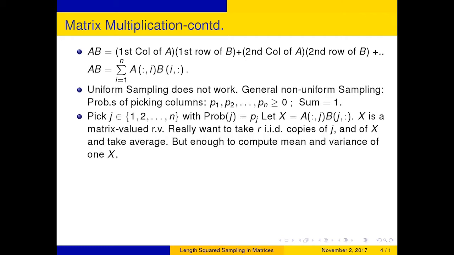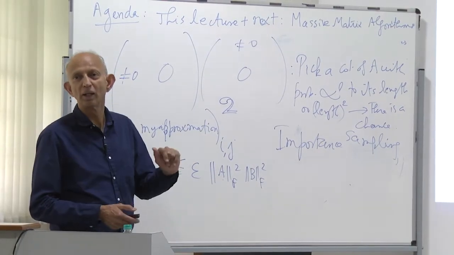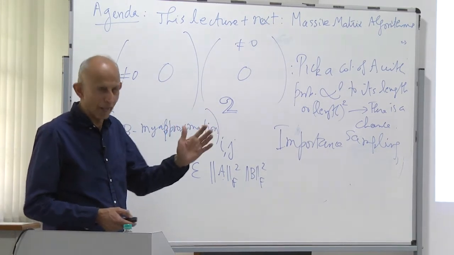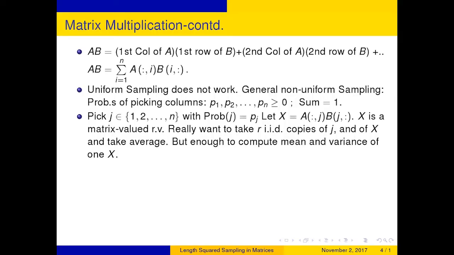So the experiment I'm going to do is pick a J, one of the columns. Probability of picking J is Pj. It's one trial. And I'm going to define a random variable x. It's a matrix valued random variable, right? It takes on matrix values, not real values. And the random variable is going to be the picked column of A times the same row of B. So it's one outer product, right? I'm picking one column, and I'm going to estimate the entire sum by just one, which is not going to give you very good error, but we will take an average of many things later, and then it will give you a better error. So x is a matrix valued random variable.